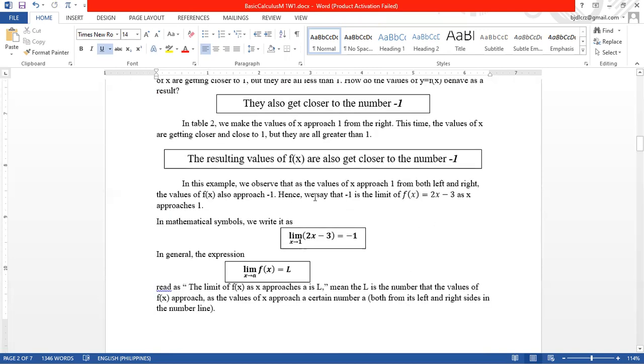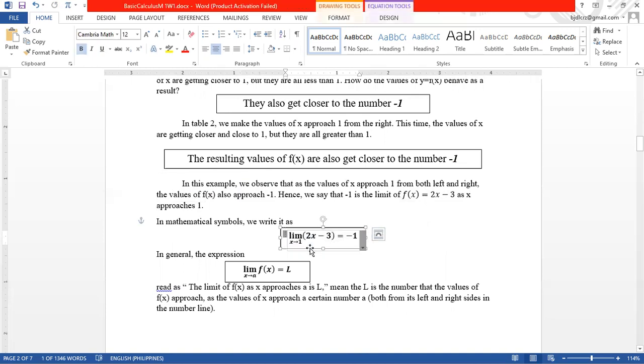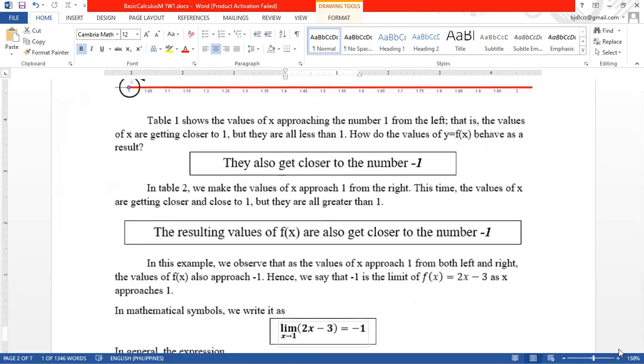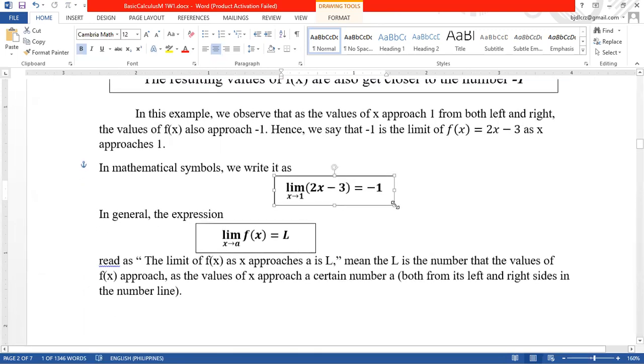So hence we say that -1 is the limit of f of x is equal to 2x - 3 as x approaches to 1. So as x approaches to 1, we write this in mathematical symbol as the limit of 2x minus 3 as x approaches to 1 is equal to -1.